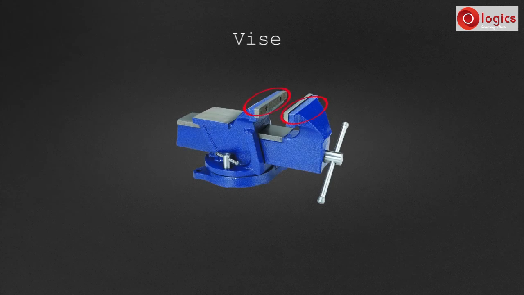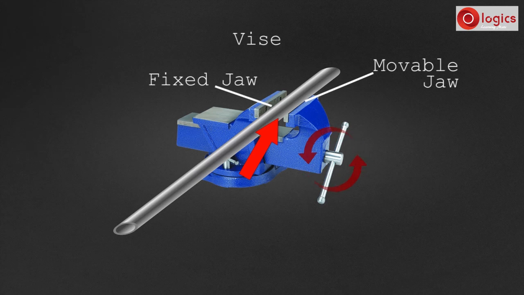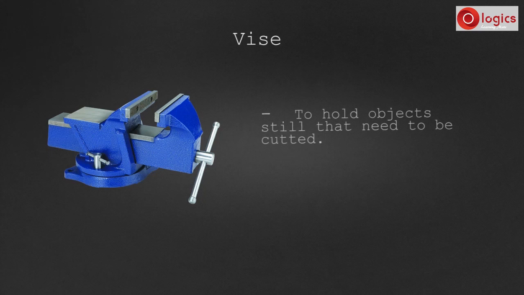Let's learn about vise. This is a vise. It consists of two jaws. This is the fixed jaw, and this is the movable jaw. This jaw is fixed, and by rotating the screw, the other jaw can be moved towards or away from the fixed jaw. Between the jaws, a pipe is placed and the jaws are tightened through the screw. Now the pipe is held still and can be cut easily. A vise is a useful tool to hold still objects that need to be cut.